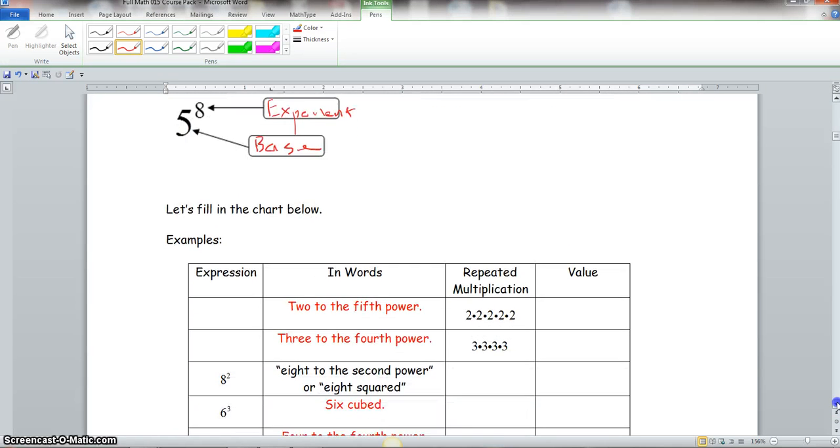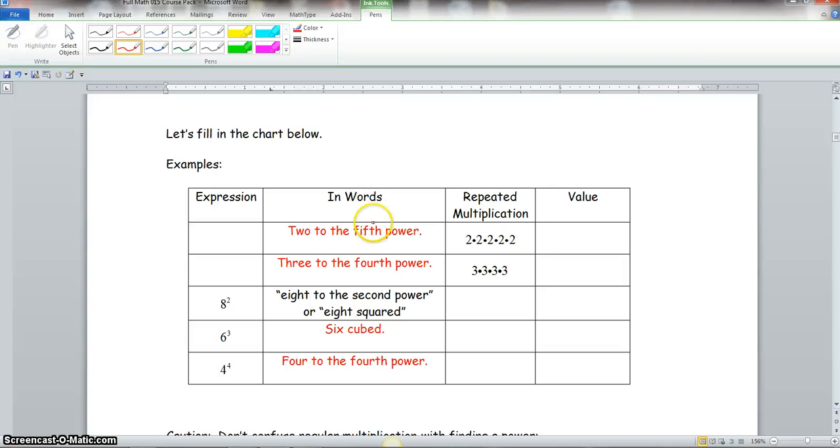So now, let's fill in the chart below. Now what I did, I took the liberty of putting in the word names for these situations. Now, we have repeated multiplication. We have 2 multiplied by itself 5 times. So our base is 2, and our exponent is 5. So we have 2 to the 5th power. Now the value. We have 2 times 2 is 4, times 2 is 8, times 2 is 16, times 2 is 32. So our answer here is 32. And our words is 2 to the 5th power.